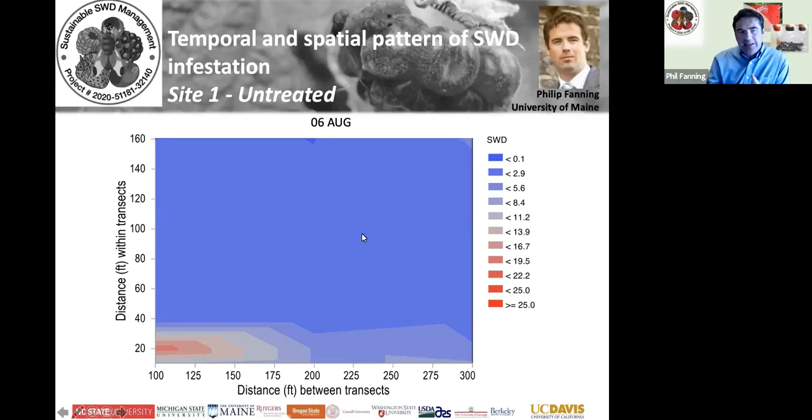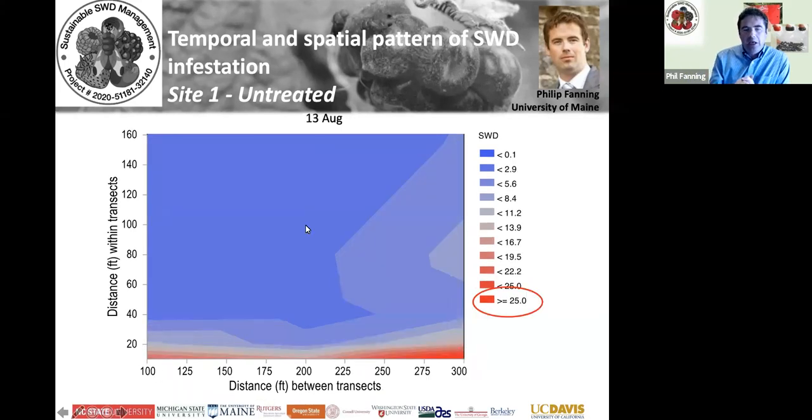When you move on to the next slide, which is the following week, this was the week where we finished the trial. You can see that most of that infestation is centered around the border of that field, and again within the first 40 feet. I put a little circle around the figure there on the right-hand side, the 25. So that's the maximum number of infestation we had associated with a sampling location.